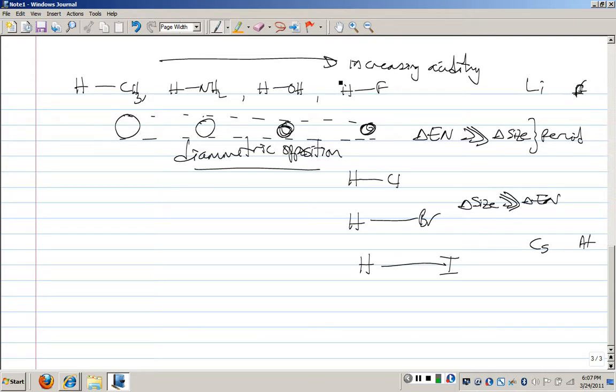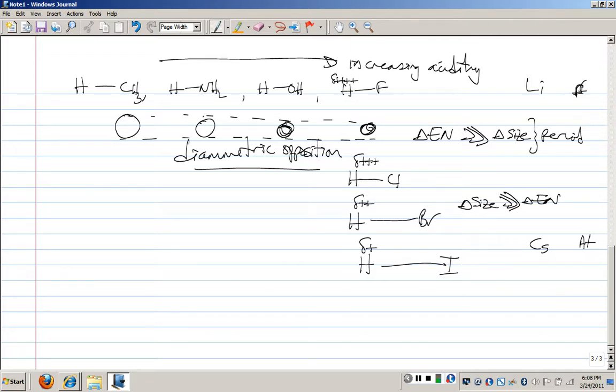And therefore, even though the H is more positive in HF than it is in HI, so the H is more protonic, the point is the bond is shorter here, much, much shorter than it is in HI. And size being the bigger factor, it means that the length of the bond is the dominant issue. The longer bond is going to give rise to a stronger acid.